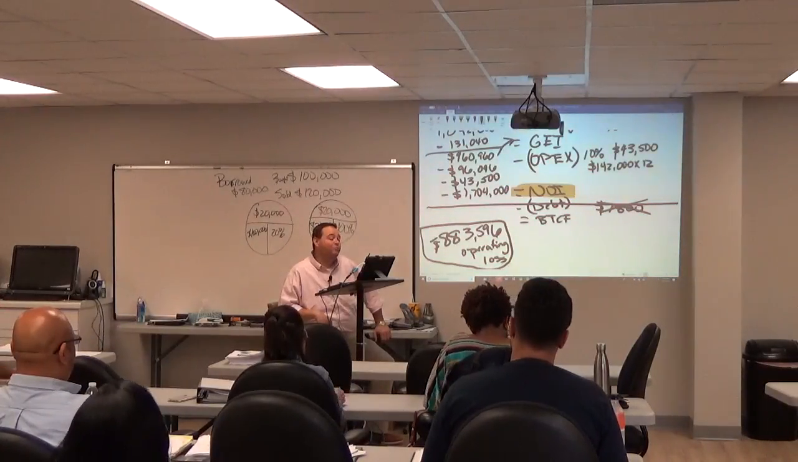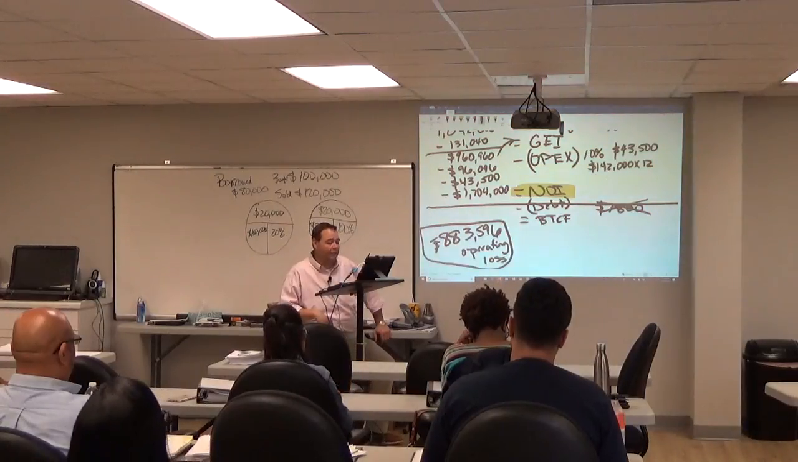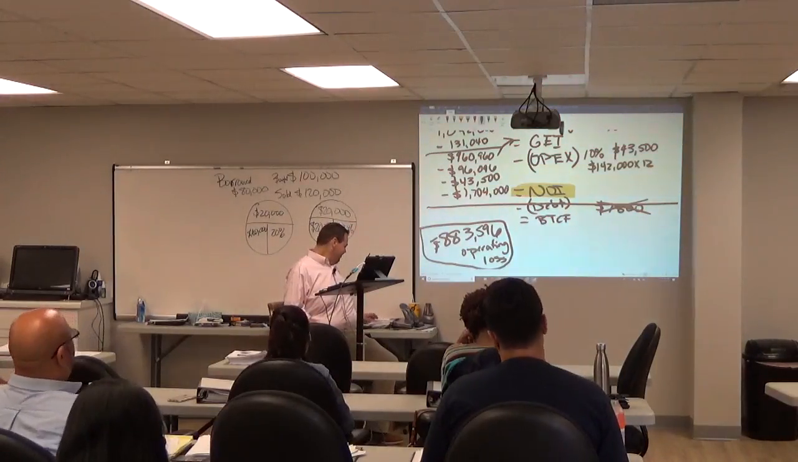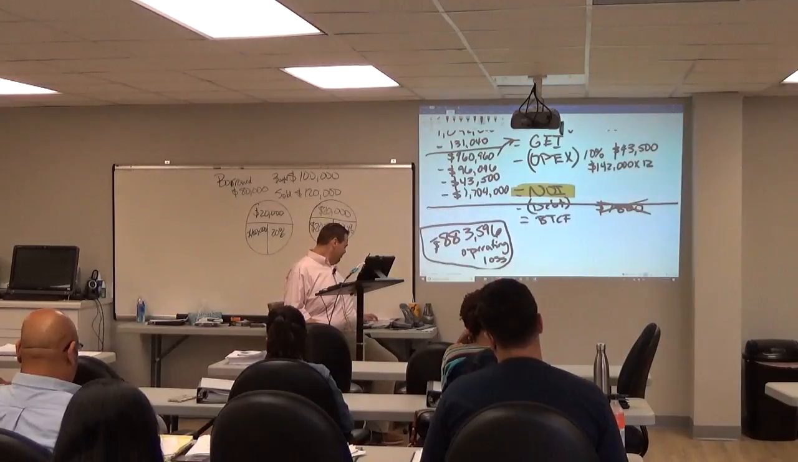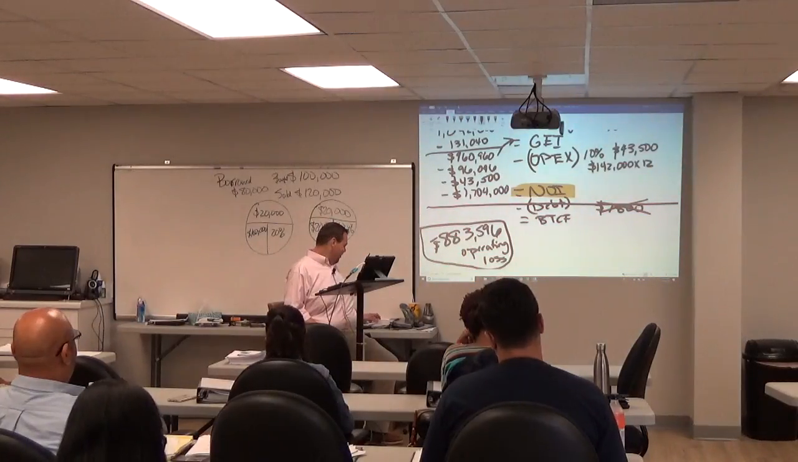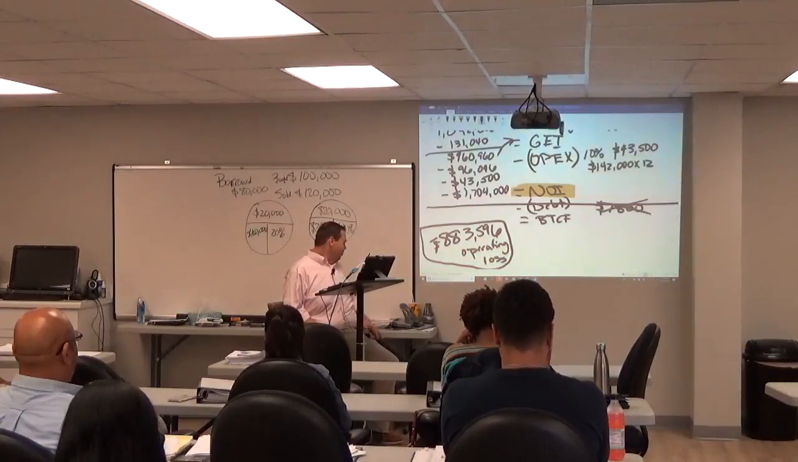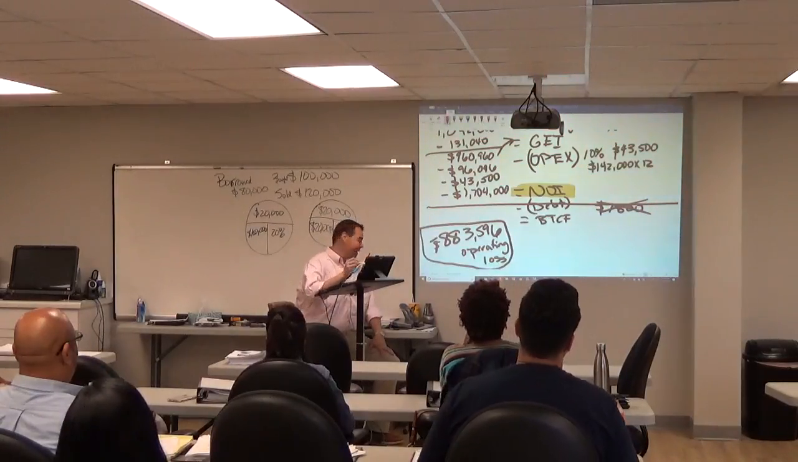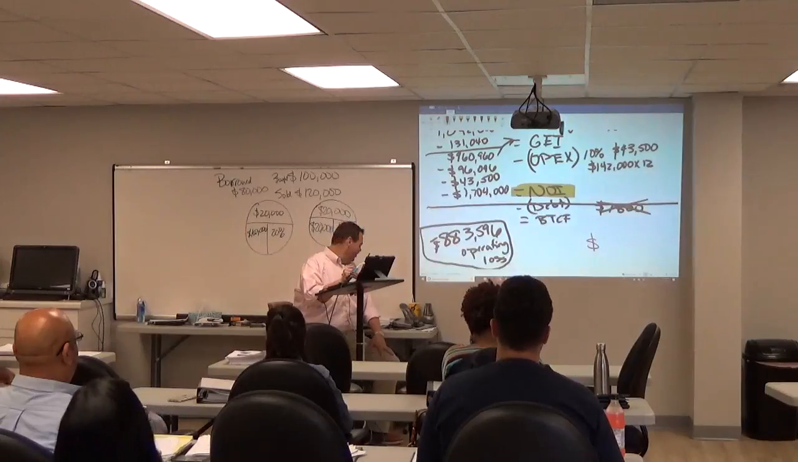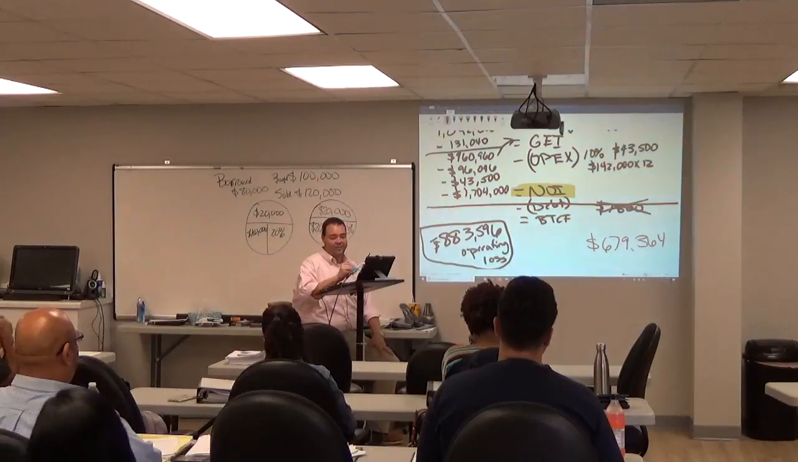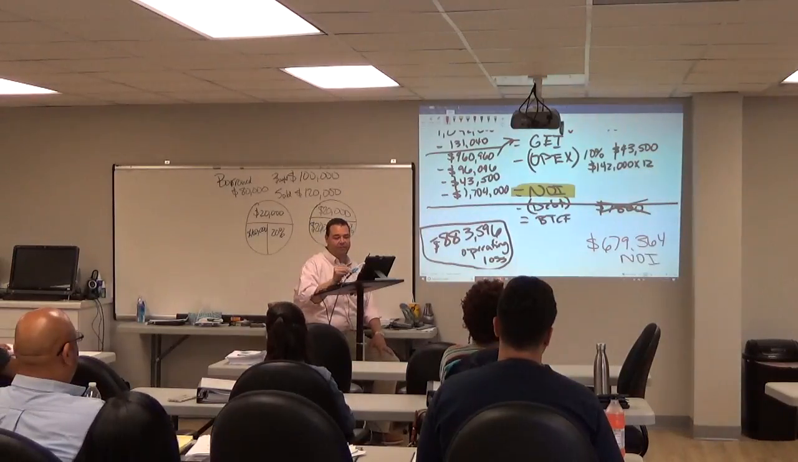Now, if you only did the $142,000, it would be 960 minus 43,000 minus $142,000. So if you had done it the way I intended it, not the way I actually wrote it, you would have come up with $679,364 as an NOI. Does that sound familiar for those of you that did it not times 12?